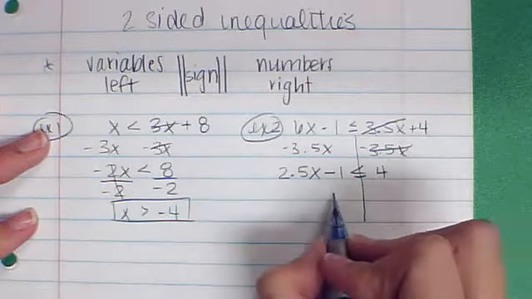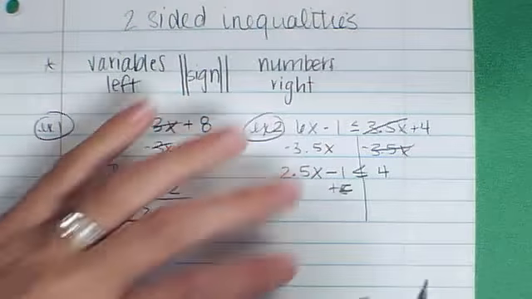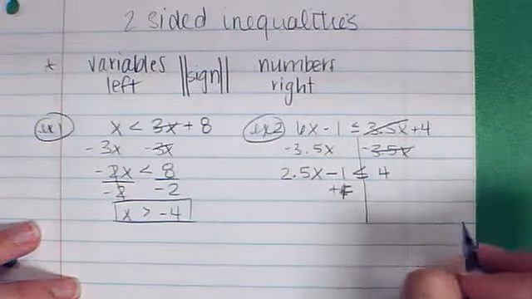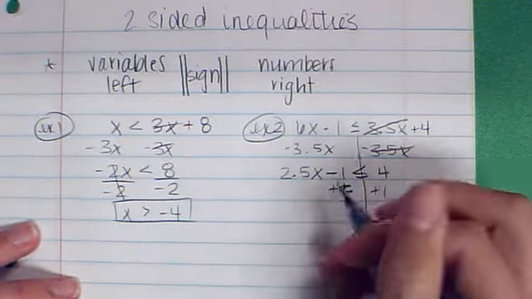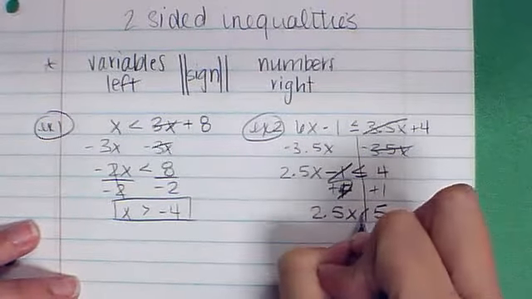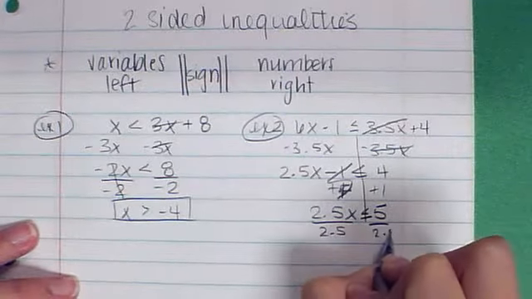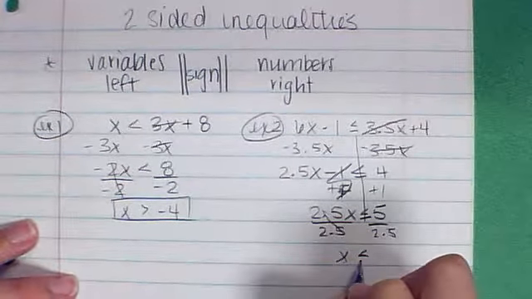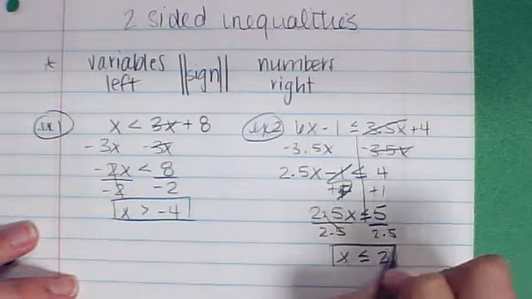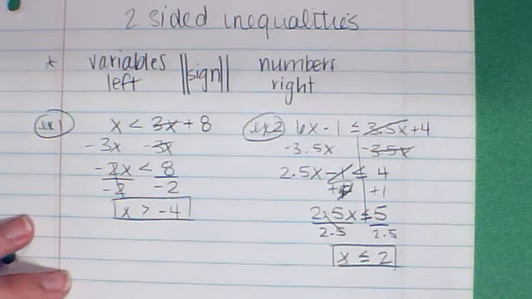We want to move the 1 the other way so we can collect all the numbers on the other side. Oh, that should be a 1. Excuse me, my eraser is broken. So I'm going to add 1 to both sides. Those will cancel. 2.5x is less than or equal to 5. And divide both sides by 2.5. And you will get that x is less than or equal to 2. On that one, we did not flip the sign because we did not multiply or divide by a negative.